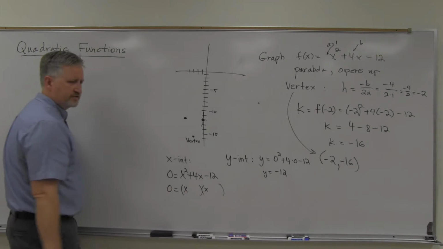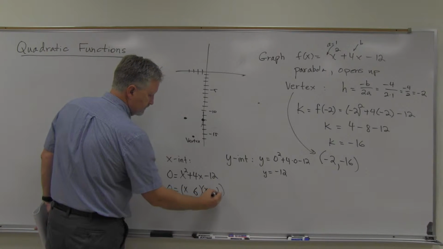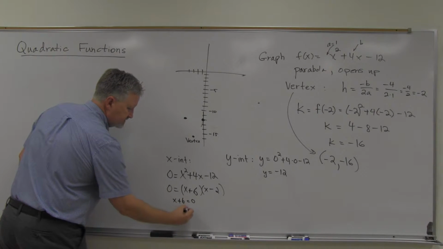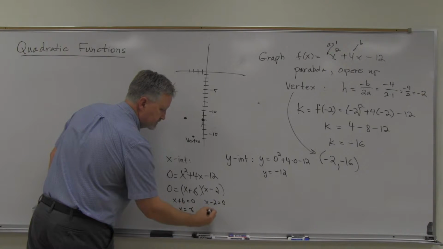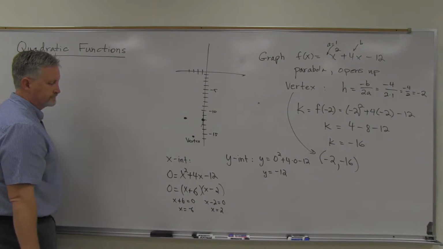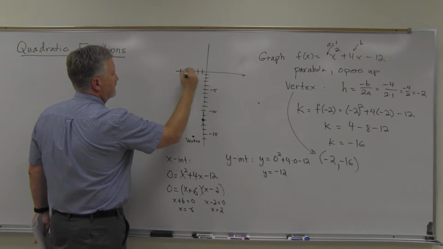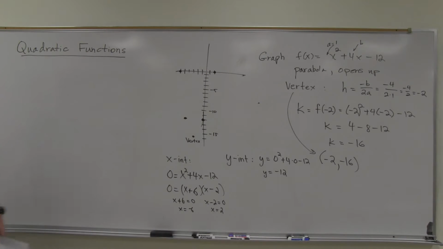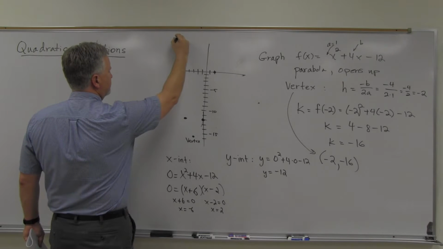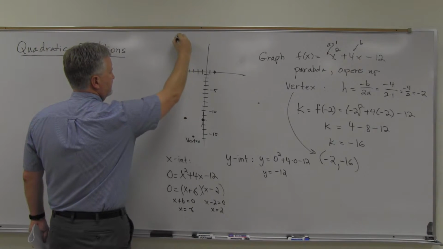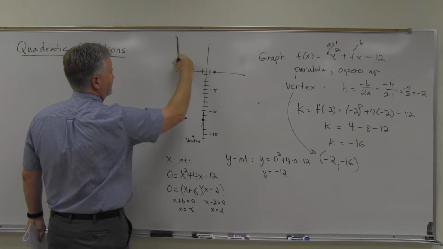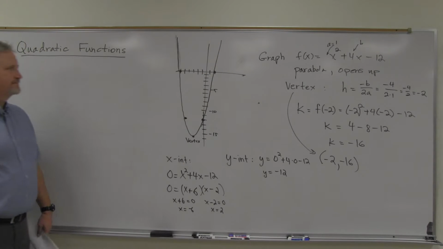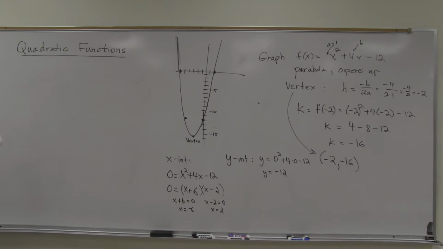You got minus 12, 4 in the middle, 6 and 2. Plus 6 and minus 2. So you got x plus 6 equals 0, so that's a negative 6 x-intercept, and then x minus 2, so that's an x equals 2 x-intercept. And so that's where my thing crosses the x-axis. Negative 6 and 2. So just having a couple more points kind of confirms things. Connect them up. Got it. Okay, question? Look all right?